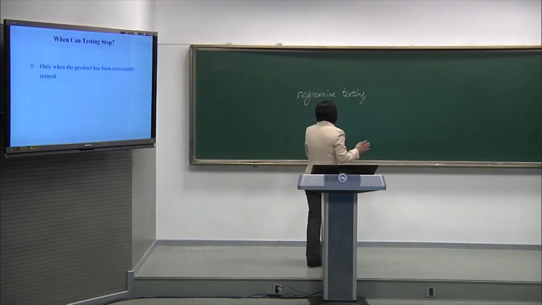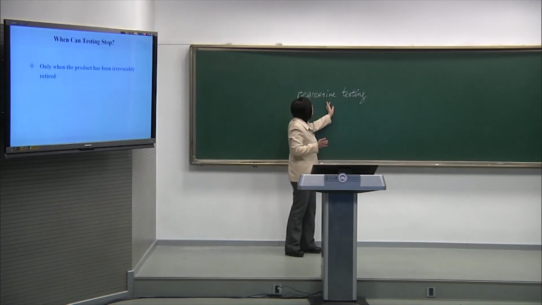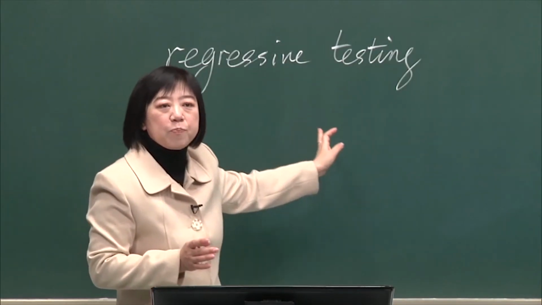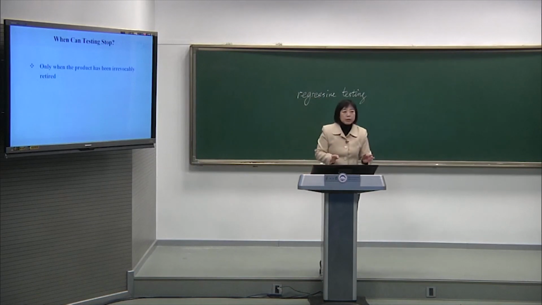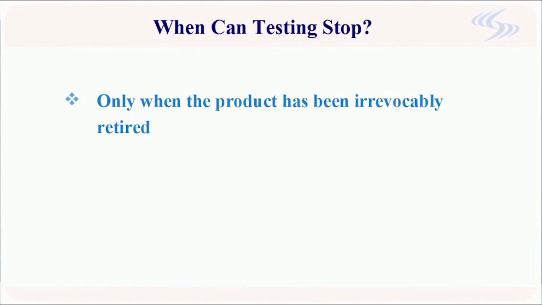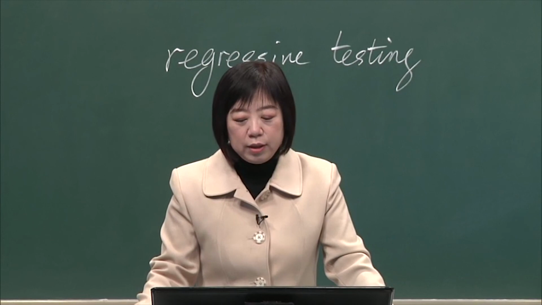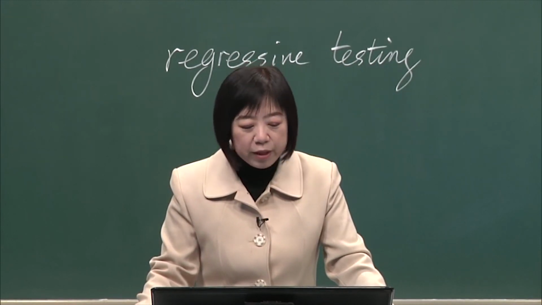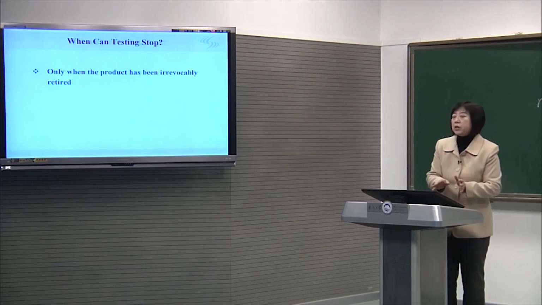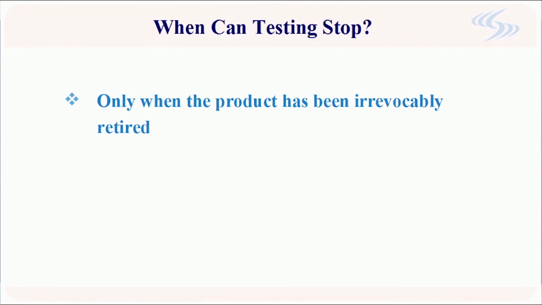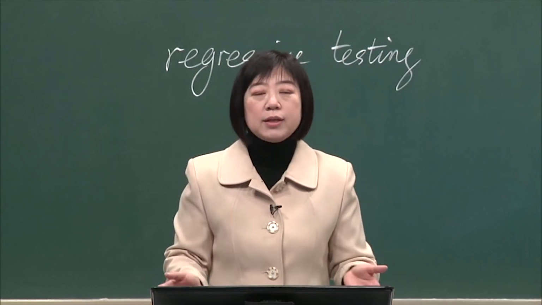And the next phase is maintenance. And just now we have mentioned that during the phase of maintenance, regression testing will be needed. So that means as long as the software system is used by the users or developed by the developers, it will need testing. So testing will last until the product is irrevocably retired. That means only when the users and the client decide that the software system stops serving and is moved out of service, can testing stop.